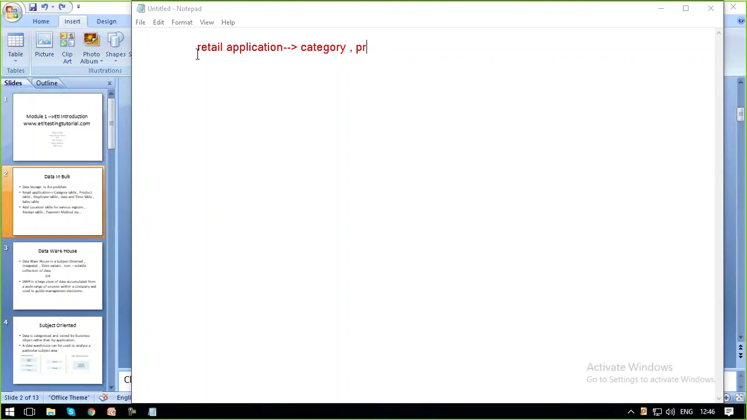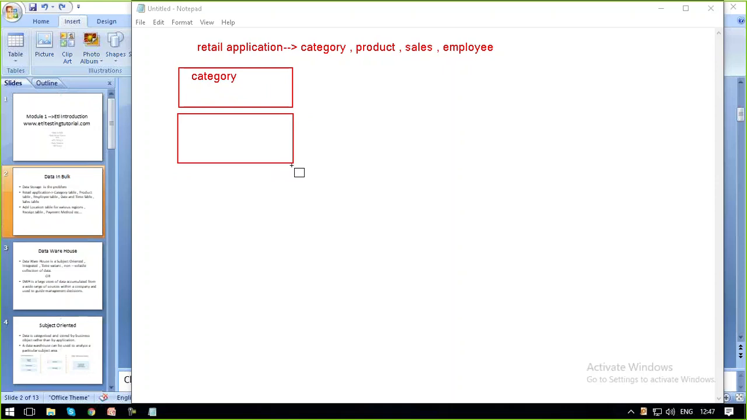Let's say we have the category table, the product table, the sales table, and the employees table. The list of employees and the various positions or levels at which employees are hired are stored in different tables. Within the very first table, the category table, the details of all the different types of categories are stored. The second table is the products table, the third one is the employees table, and the fourth one is the sales table.